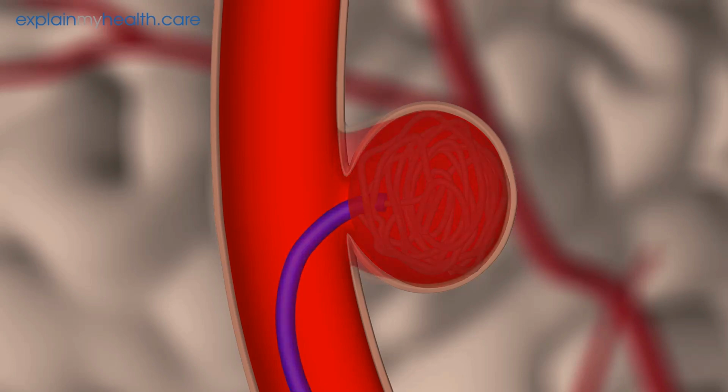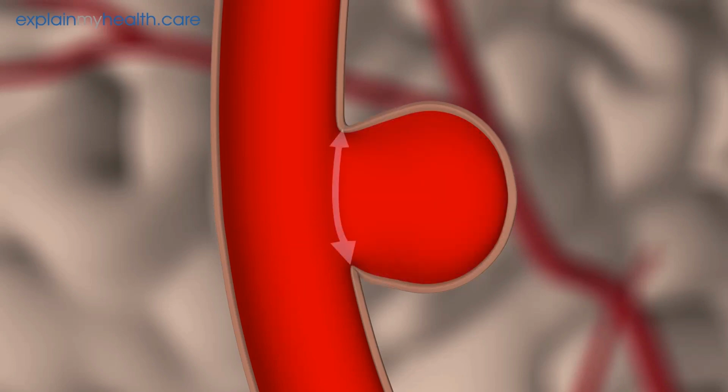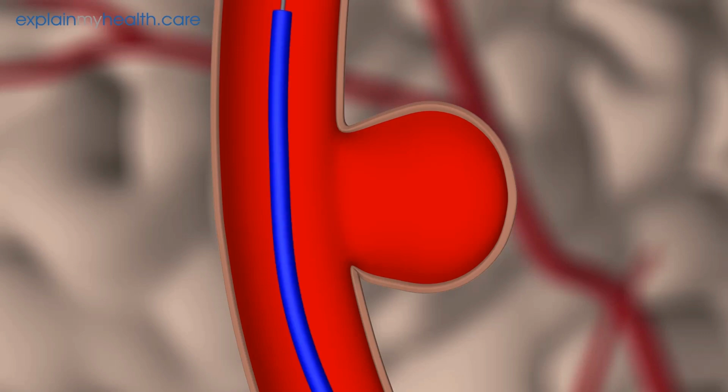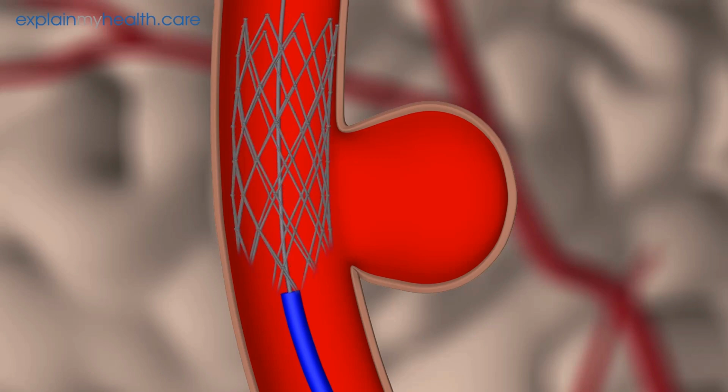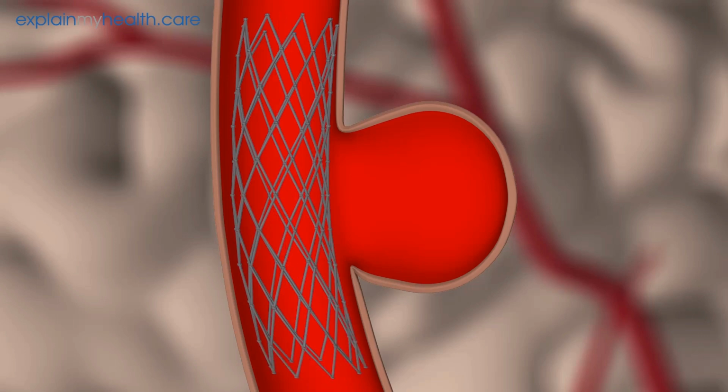However, if the neck of the aneurysm is wide, there is a risk that the coils may not stay in place. If this is considered a risk, a wire mesh tube called a stent may be placed. It is carefully guided to the correct location, then deployed. The stent is designed to open and lock into place. The aneurysm can then be coiled safely.